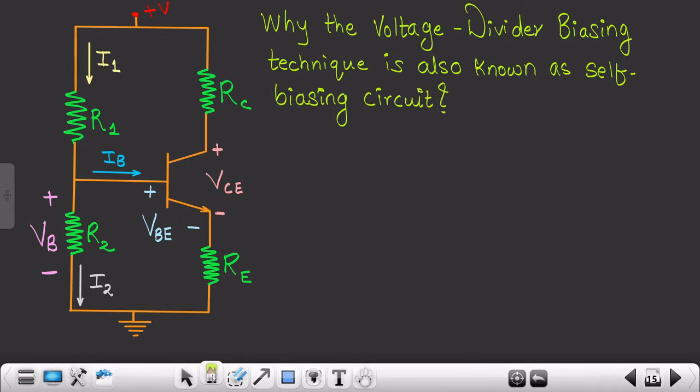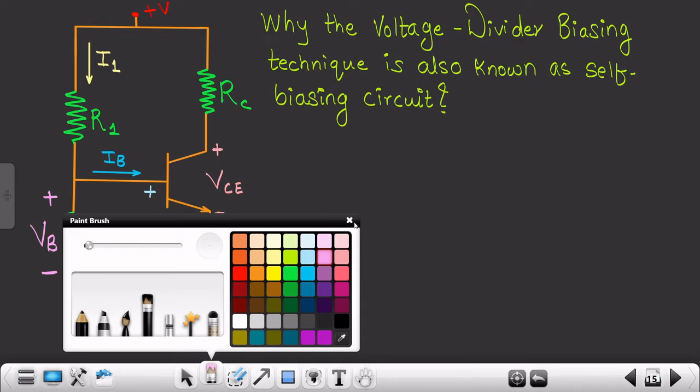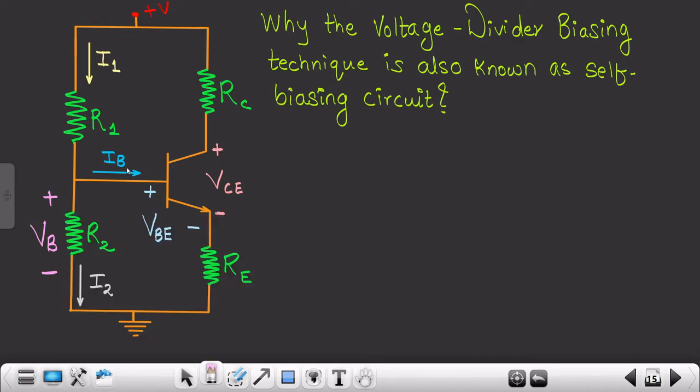Okay, so for that we have to assume certain things. As you can see over here, this is the circuit for the voltage divider bias we had seen in the previous session, right? Now let's suppose this is the current I1 flowing through the resistor R1. As soon as this current reaches over here, it would get divided into two parts. The very first part would be I2 flowing through the resistor R2, and the other part would be IB, the input current flowing through the base terminal. I hope you understood this up till here.